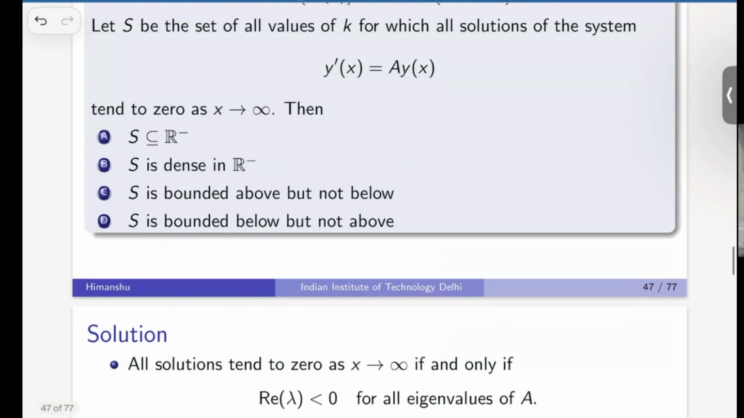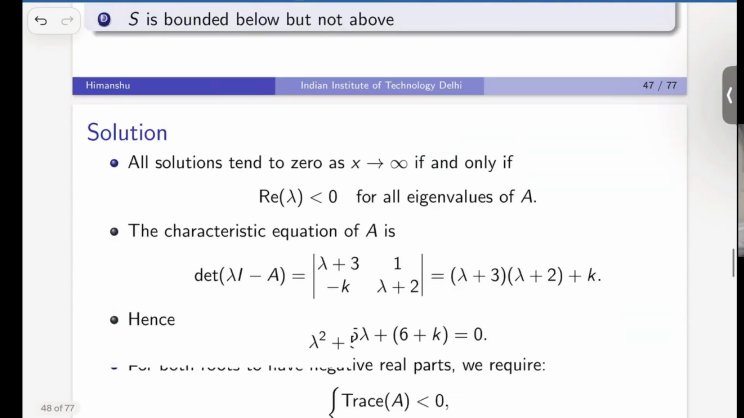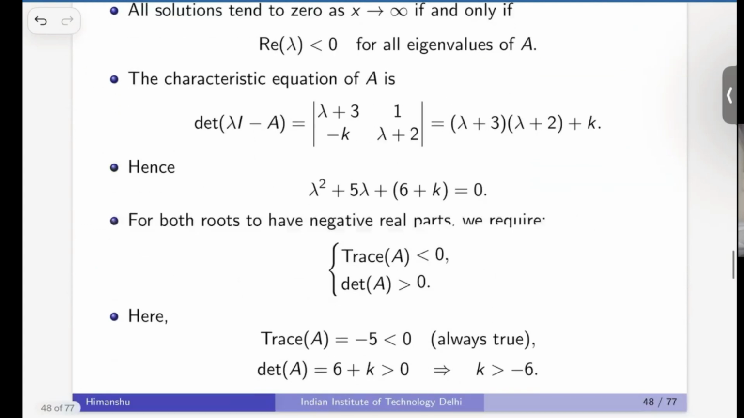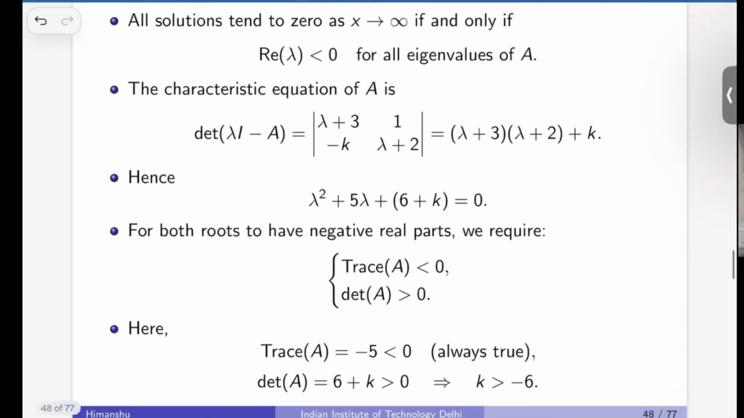Okay, so let's see the solution. This is what I have done here. We want the real part of lambda to be negative, in case the eigenvalues are imaginary. So for that we want trace of A to be less than 0 and determinant of A to be greater than 0. Right? I hope this is clear.